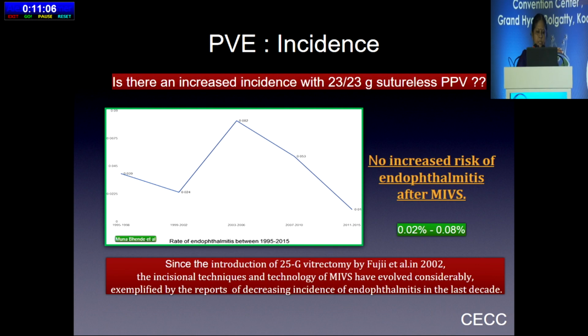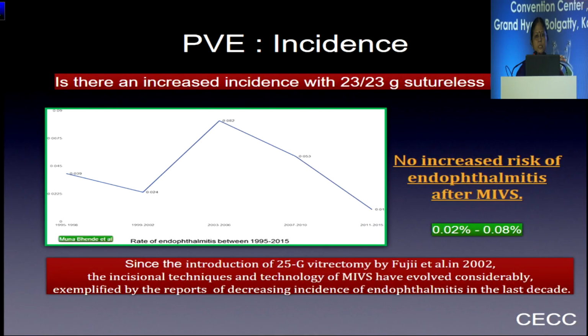If you look at the incidence of post-vitrectomy endophthalmitis, when we were shifting over from the 20-gauge sutured surgery to the transconjunctival sutureless vitrectomy, during that era from 2002 to about 2006 or 7, there was an increase in the incidence of post-vitrectomy endophthalmitis. This could be a learning curve when we were learning how to put in the transconjunctival sutureless sclerotomy. It could be related to the techniques and technology involved, and subsequently there has been a decline and the incidence is very less now. The incidence in the Indian scenario is about 0.02% to 0.08%.